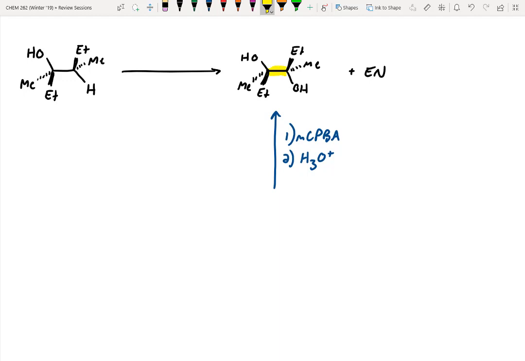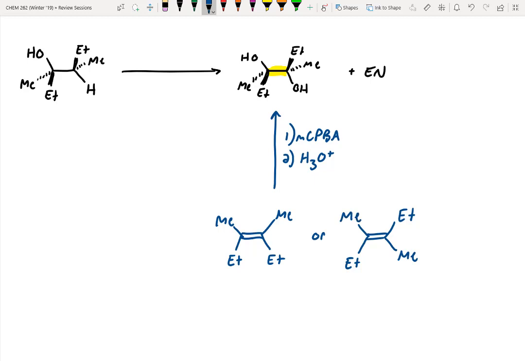Okay, so now we're running into kind of a weird situation, and I want your help with this. We either had an isomer where both ethyls were on the same side, or maybe it was this one. I want your help deciding which one was our intermediate.